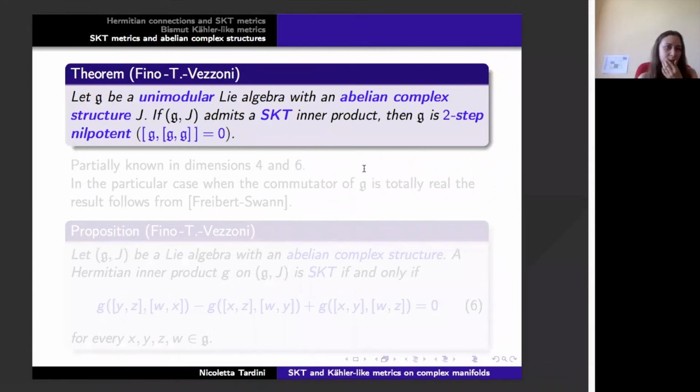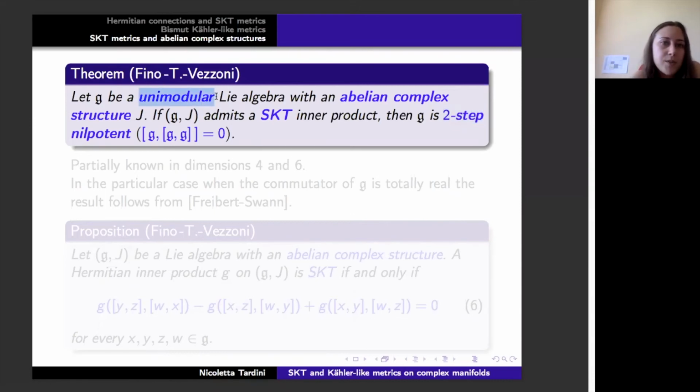So we proved this: take a unimodular Lie algebra with an abelian complex structure and an SKT metric. Then the Lie algebra must be two-step nilpotent. Just to recall, this means that the commutator of g and g commutes with the whole Lie algebra; it's contained in the center. Again, even though the Lie algebra is two-step solvable, that doesn't mean the nilpotency step has to be 2 a priori. So we need to prove also the two-step nilpotency.